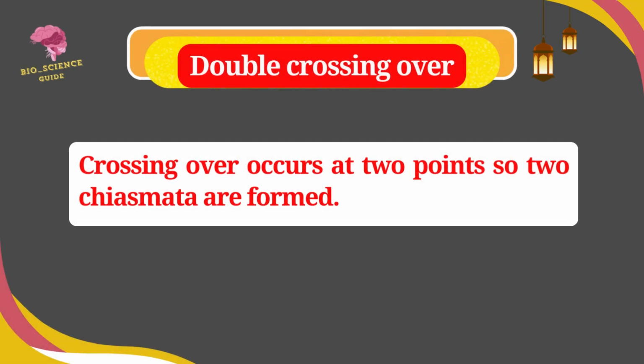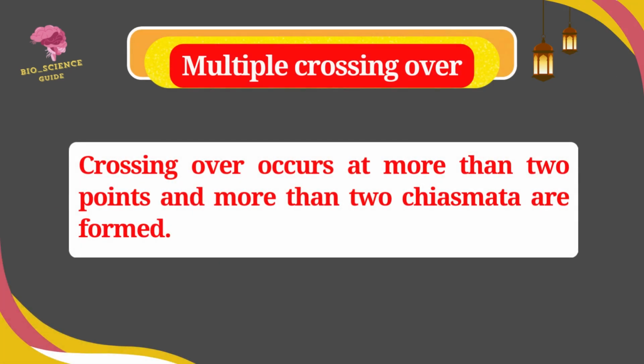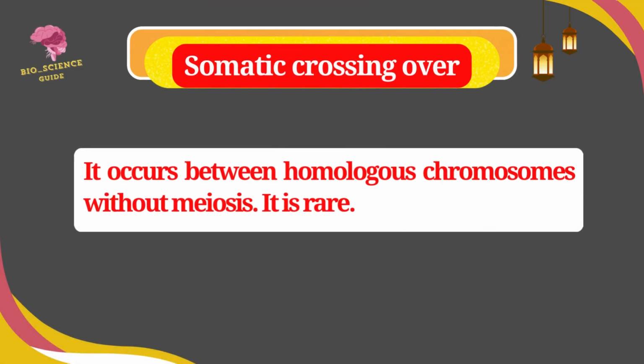Double crossing over: the crossing over which occurs at two points of the chromosome between non-sister chromatids of homologous chromosomes, and they form two chiasmata. Multiple crossing over: the crossing over which occurs at more than two points, and more than two chiasmata are formed. Somatic crossing over occurs between homologous chromosomes without meiosis cell division, and it is found in Drosophila.